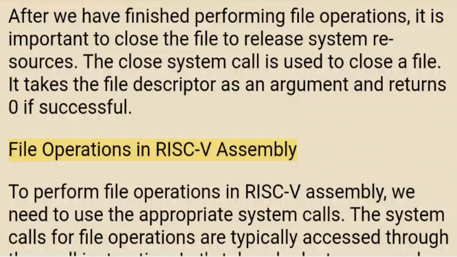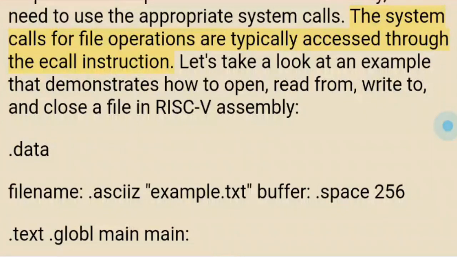File operations in RISC-V assembly. To perform file operations in RISC-V assembly, we need to use the appropriate system calls. The system calls for file operations are typically accessed through the ecall instruction. Let's take a look at an example that demonstrates how to open, read from, write to, and close a file in RISC-V Assembly.